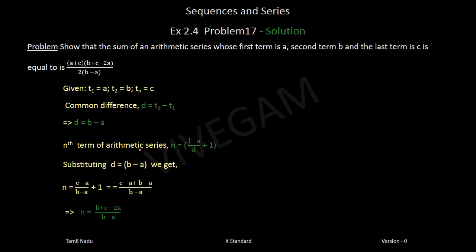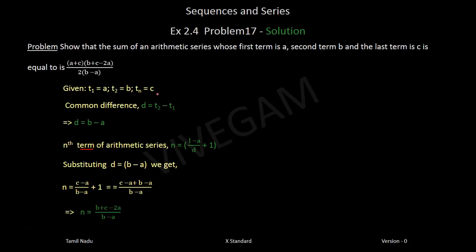The nth term of an arithmetic series is given by... sorry, it's not the nth term, it's the number of terms n. I'm sorry, I made a mistake here. The value of n of an arithmetic series is given by (L minus a) by d plus 1. Please make a correction in your writing when you are copying it down. This is not the nth term; the value of n of an arithmetic series is given by (L minus a) by d plus 1.